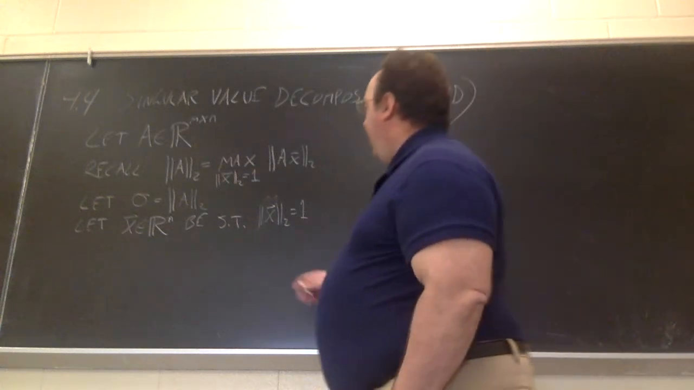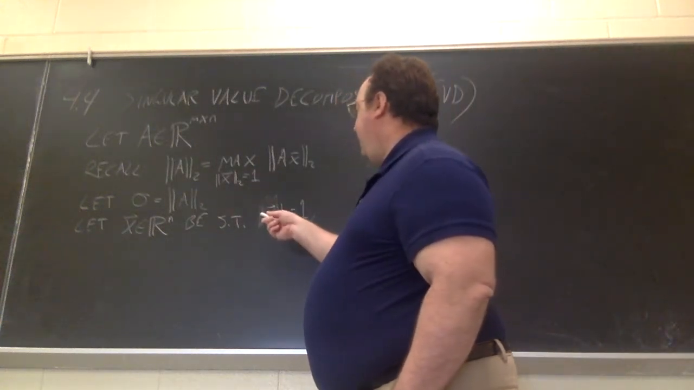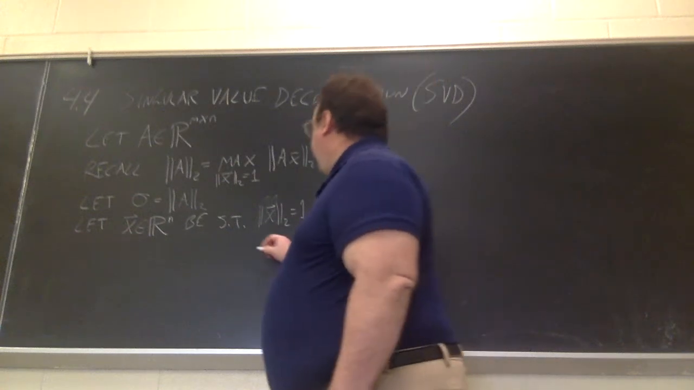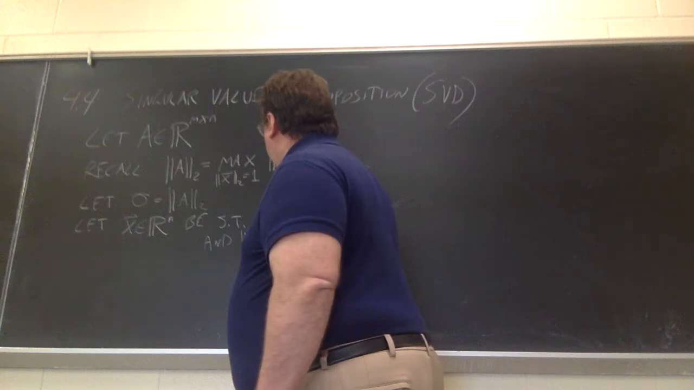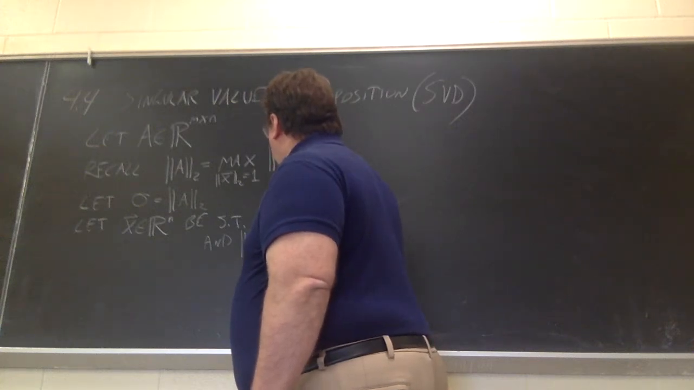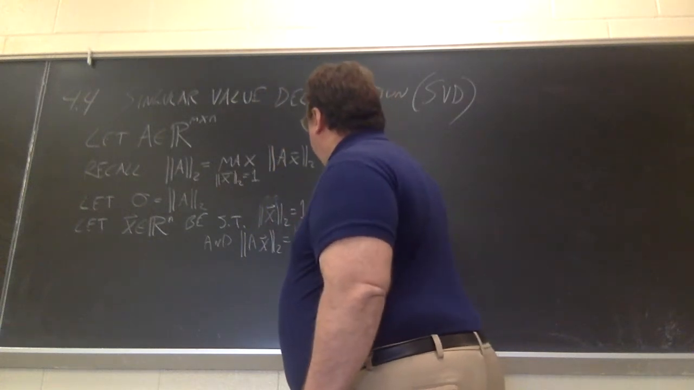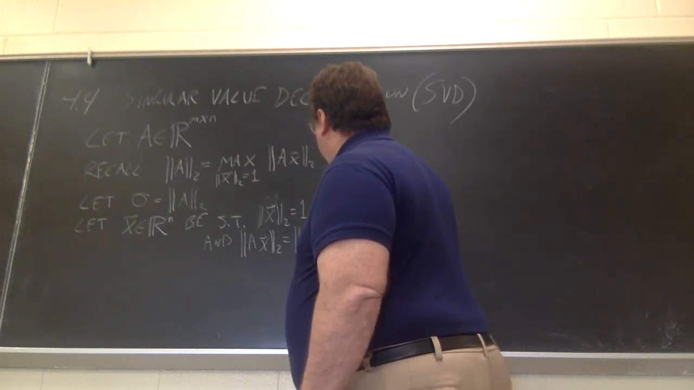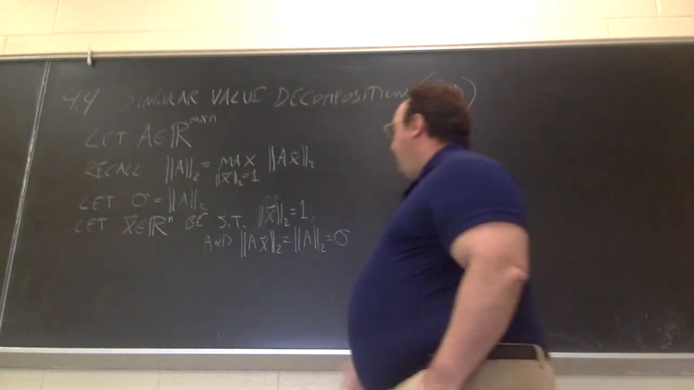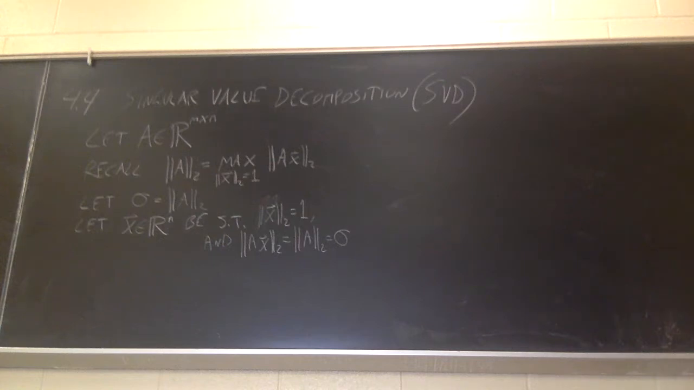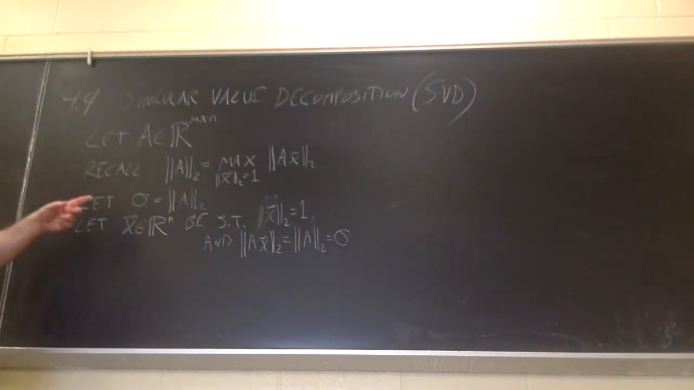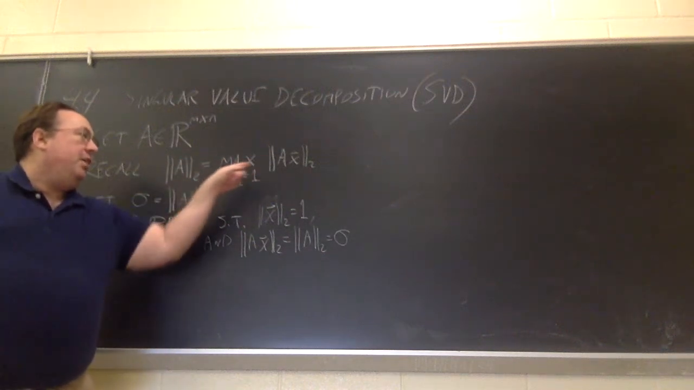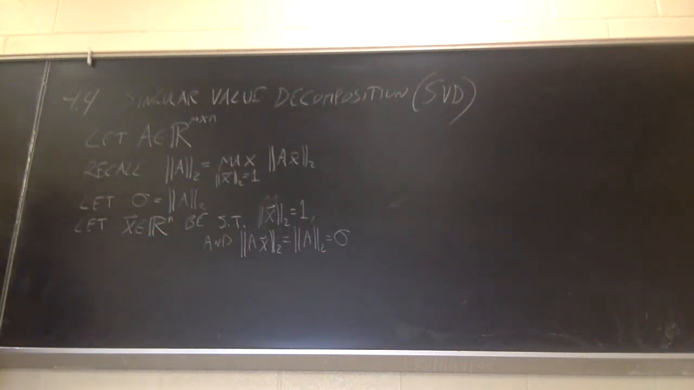So there has to be some vector x that's a unit vector such that the norm of A times x is equal to the 2-norm of A, which is sigma. In other words, it's a vector I can multiply A by that actually brings about the maximum value of this. Okay.